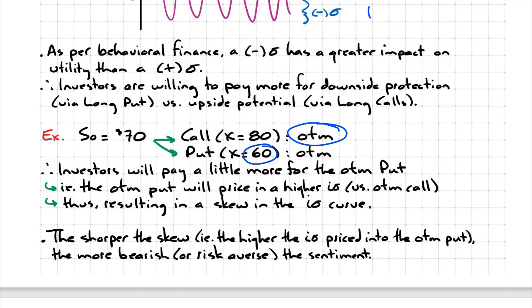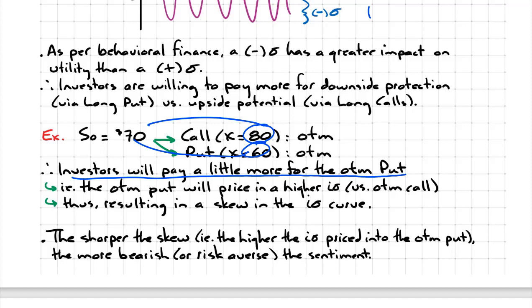What does a put say? It says you have the right to sell the $70 asset for $60. I'm not going to do that. This put is out of the money. How much is it out of the money? It's off by $10. So they're both out of the money by the exact same amount, $10. However, based on what we just discussed, investors will pay a little more for the out of the money put, even though they are both off by $10 from the current spot price.